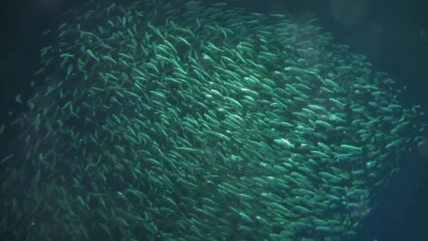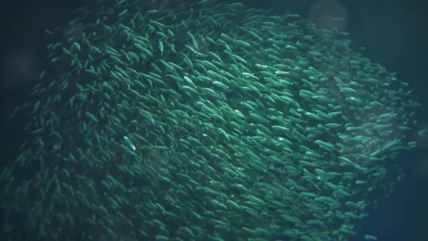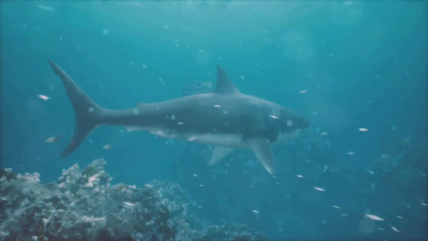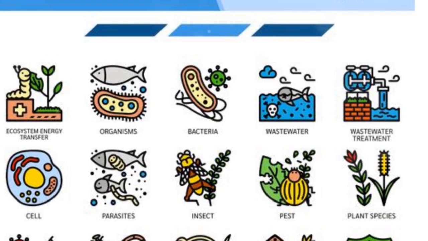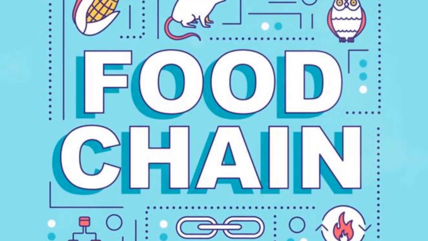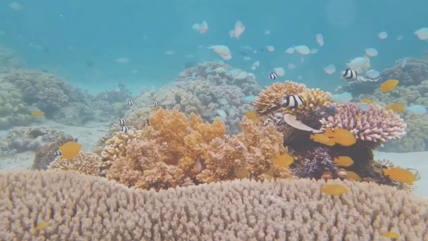Small fish like herring eat the zooplankton. They are secondary consumers. Larger predatory fish like tuna hunt and eat the herring. Sharks at the top of the pyramid prey on the tuna. This marine food pyramid shows how energy flows from tiny organisms to powerful predators in the ocean depths.